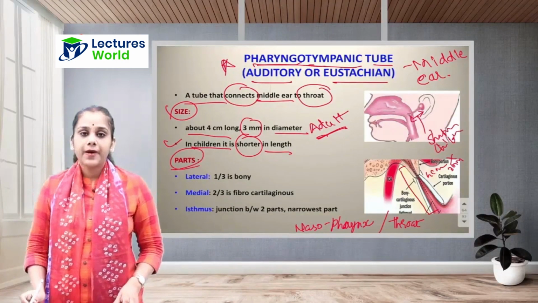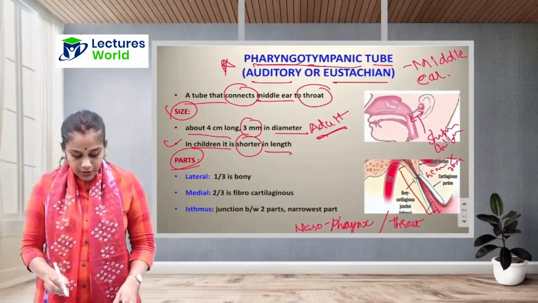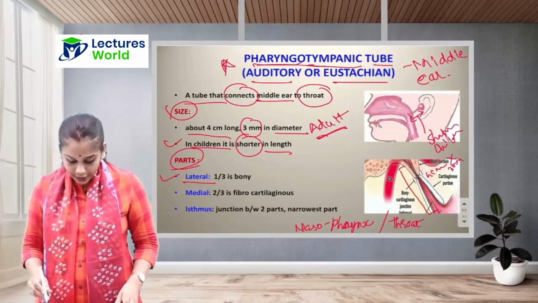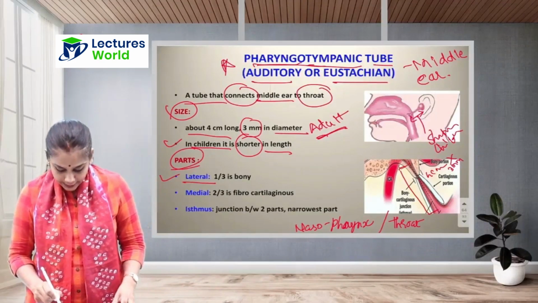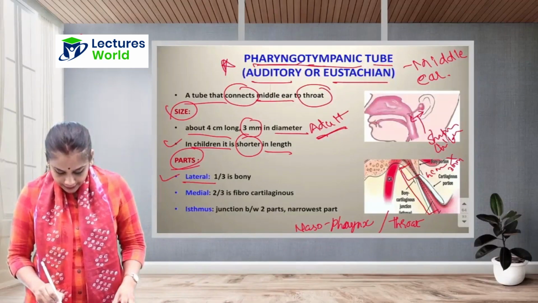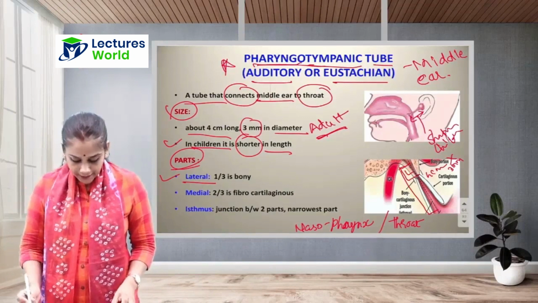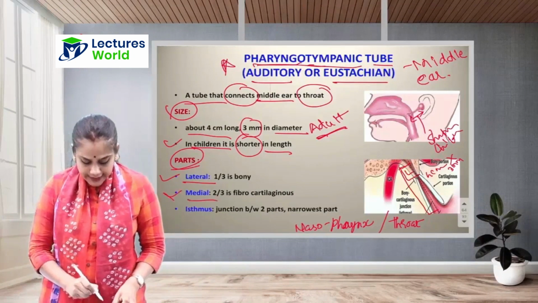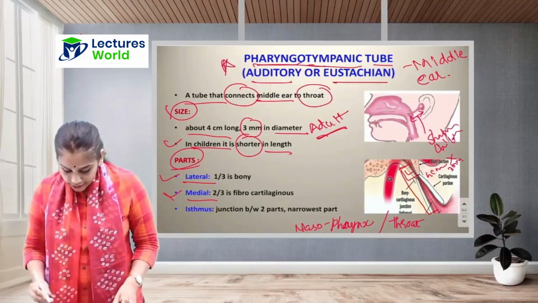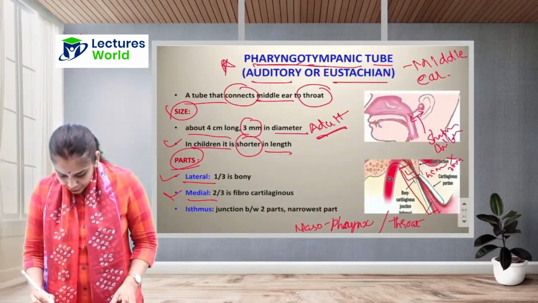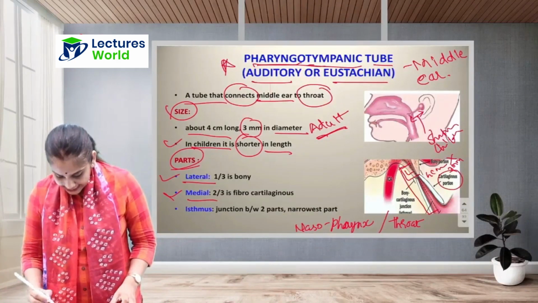Now we will see the parts of the eustachian tube. It has a lateral part, that is the 1/3 portion, that is a bony area. This is the lateral part made up of bone. Second, that is the medial portion. So 2/3 is fibrocartilaginous. This white portion is the fibrocartilaginous portion. So that is the medial or second portion.